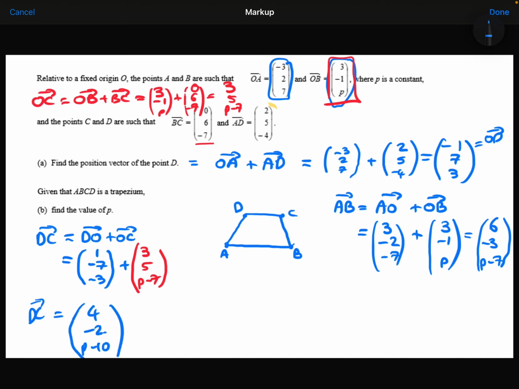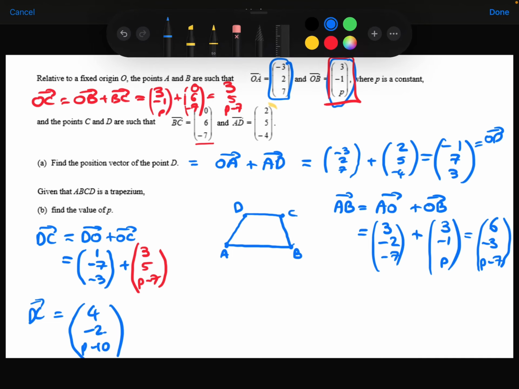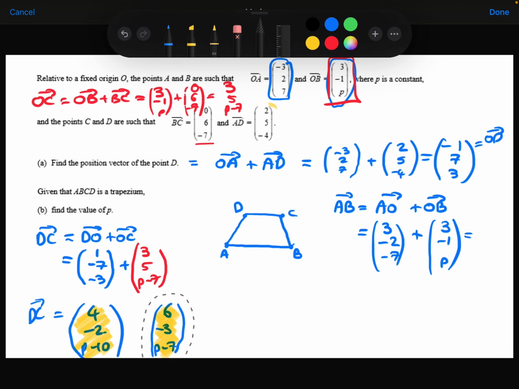Right, we have D to C. This is D to C. This is A to B. And they should be parallel. So let's compare them really carefully. In fact, it might help if I move this down here. There we go. Let's compare. They have to be parallel.